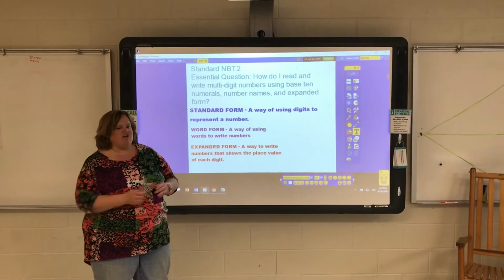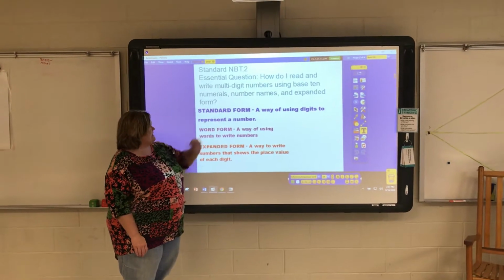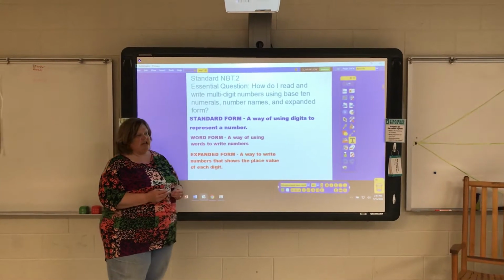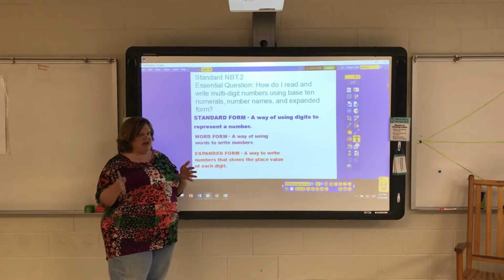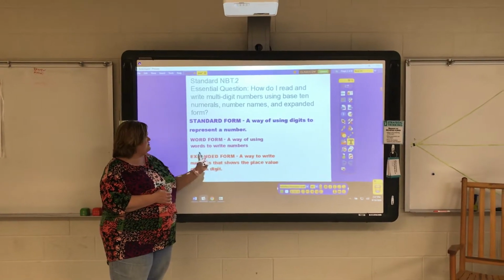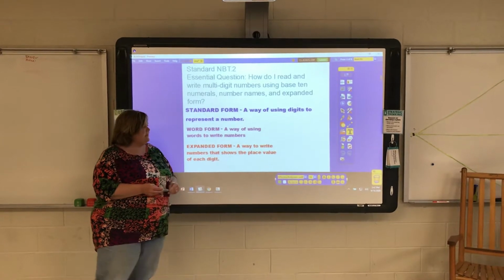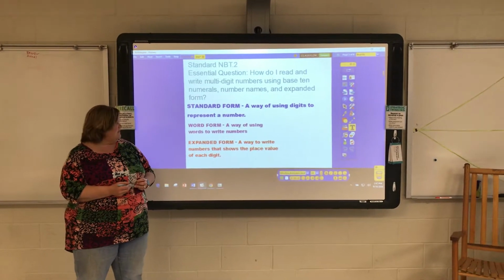So we're going to start off by talking about the definitions of what we're looking for. Standard form is a way of using digits to represent a number. A digit is one number, so 0 through 9 would be a digit. Word form is a way of using words to write numbers. And expanded form is a way to write numbers that shows the place value of each digit.